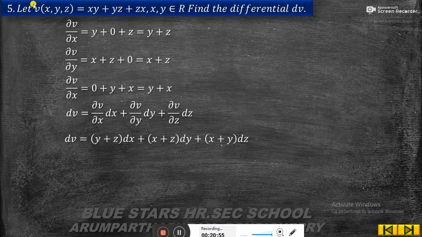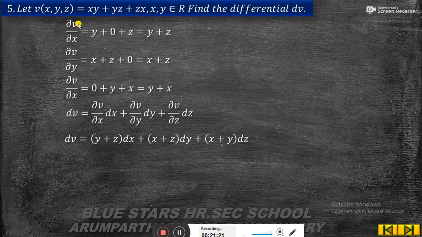So you see, this is the fourth problem, not fifth. The fourth problem: let v of x comma y comma z equal xy plus yz plus zx, x comma y comma z belongs to R, find the differential dv. So dv equals dou v by dou x into dx, plus dou v by dou y into dy, plus dou v by dou z into dz.